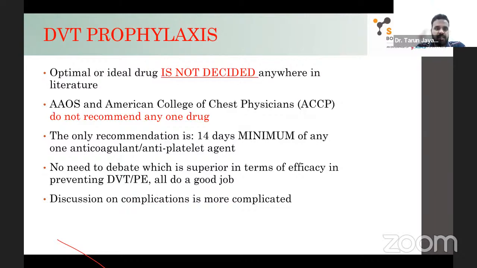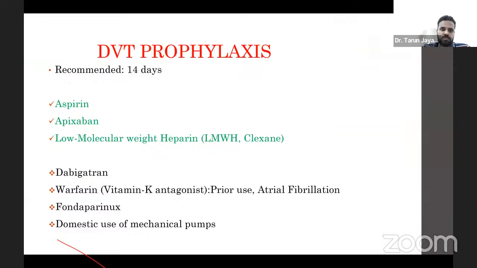So again, the consensus is that there is no optimal or ideal drug for the prevention of DVT in arthroplasty. There is no one recommended drug, but whatever drug you use, 14 days minimum is the duration of the anticoagulant or antiplatelet agent that needs to be used. The commonly used DVT prophylactic agents are aspirin, apixaban, and low molecular weight heparin or Clexane. Other than that, among the newer ones, dabigatran is also used. Warfarin is currently outdated and not generally used. Fondaparinux also is used. And also mechanical pumps to the calf are a measure to prevent DVT.